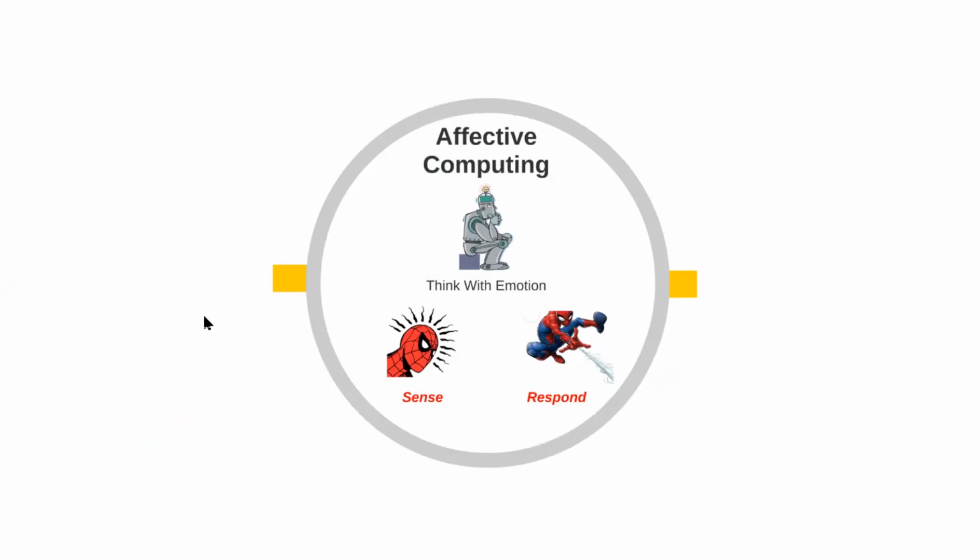What we try to do is to come up basically with machines or interfaces that can think with emotion. And basically they try to sense and respond. So this is what we call a sense and response system.